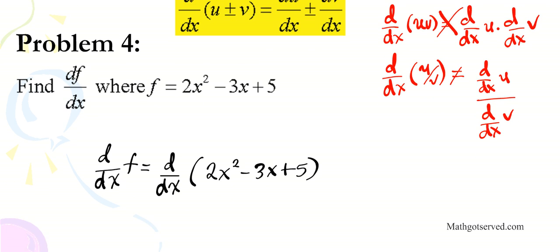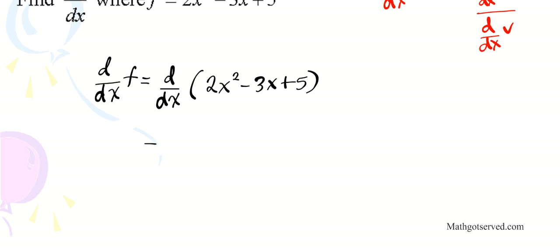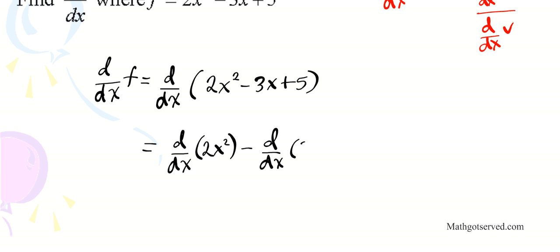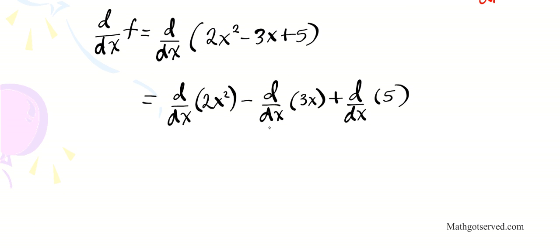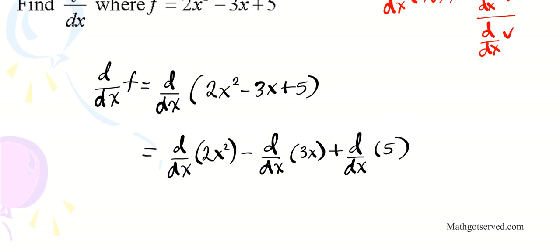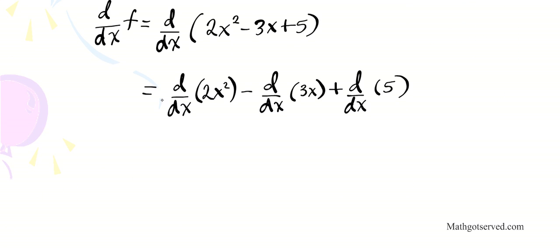So what is it going to look like in the context of this example? Basically, you're going to have d/dx of the first term, which is 2x squared, minus d/dx of the next term, which is 3x, plus d/dx of the last term, which is 5. This is what the rule is telling you to do. You can distribute the derivative across everything. For the first one, we're going to use the constant multiple rule and the power rule. Let's use the constant multiple rule first. This 2 can be factored out.